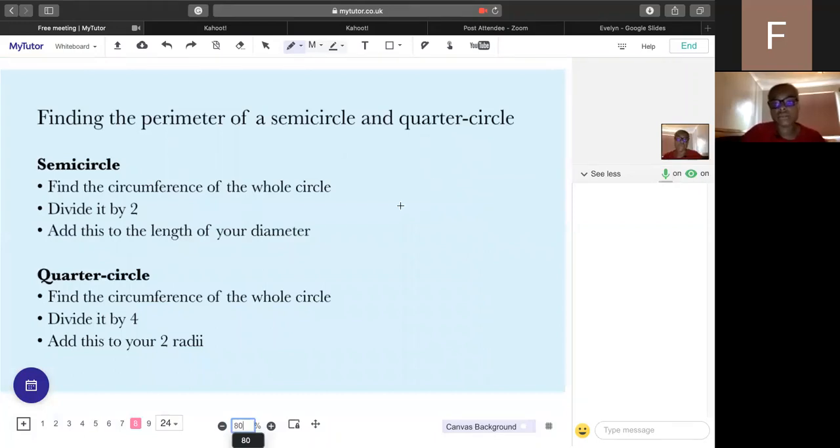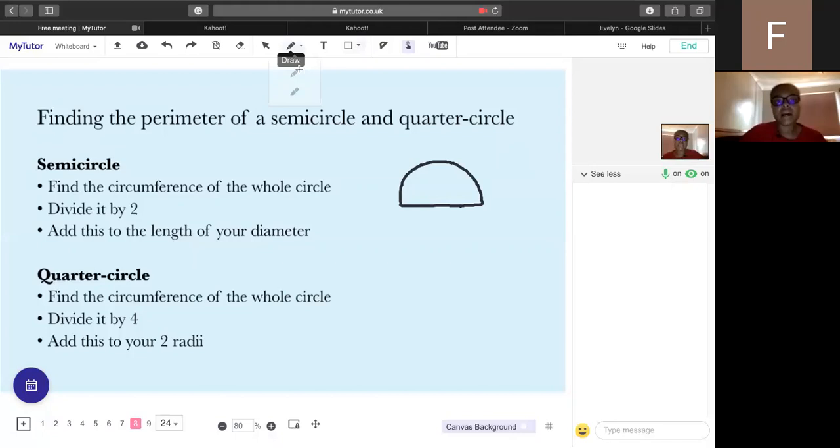So here we have a semicircle, if I draw one quickly. So we know a semicircle is half of a circle. So if we wanted to work out just this arc here, what we would need to do is work out the circumference of the entire circle and then divide it by 2, and that gives us just this arc here.